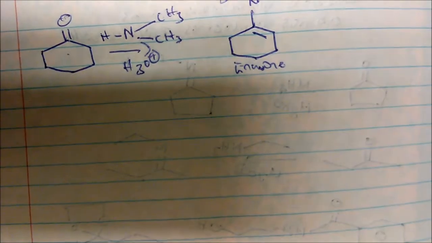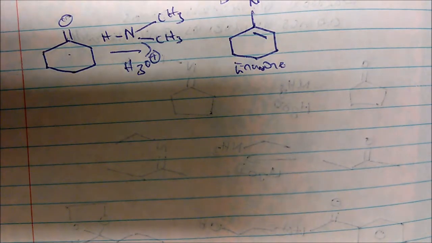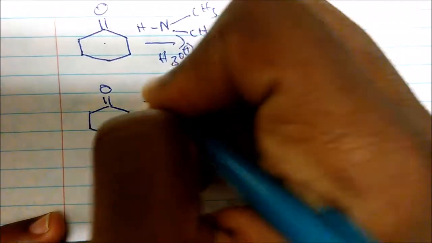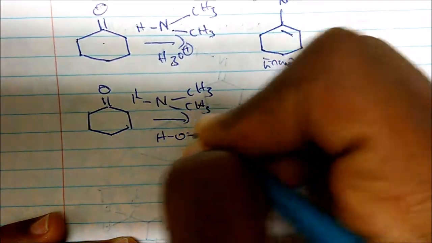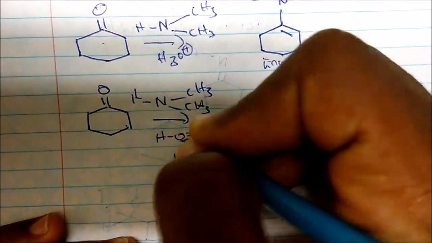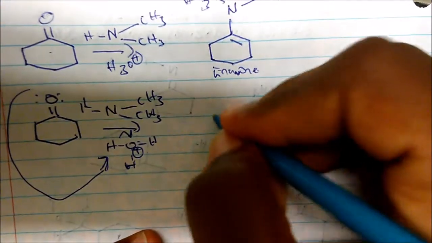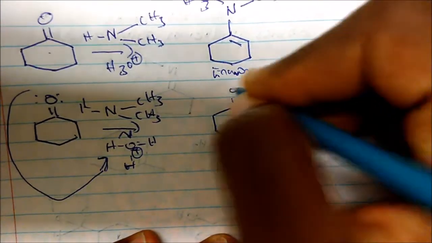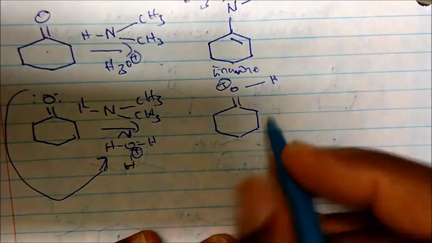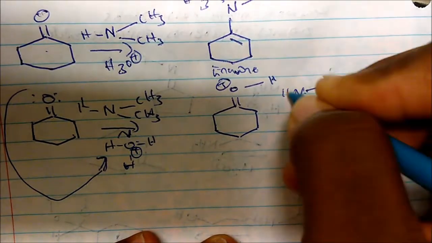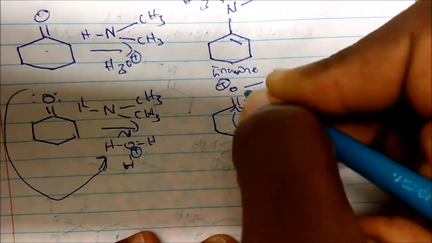Let's briefly go over the mechanism of what happens. If you throw this molecule in solution with acid, we know the first thing that happens is protonation of the carbonyl. These electrons come in and take one of the hydrogens, forming water in solution, so we get an oxygen with a plus charge. In the second step, nitrogen is very nucleophilic, as we know, so its lone pair comes and attacks the carbonyl, and we form the alcohol.